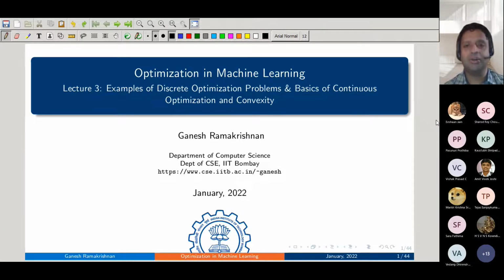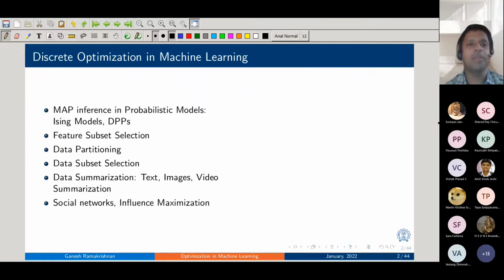We will conclude our discussion on examples of optimization formulations. We have already seen several discrete versions, several continuous versions. We'll see some more discrete versions and then move on to basics of continuous optimization and convexity. A lot of it I'm going to give as reading for you for homework. So, recap from the last class, we talked about MAP inference and probabilistic models.